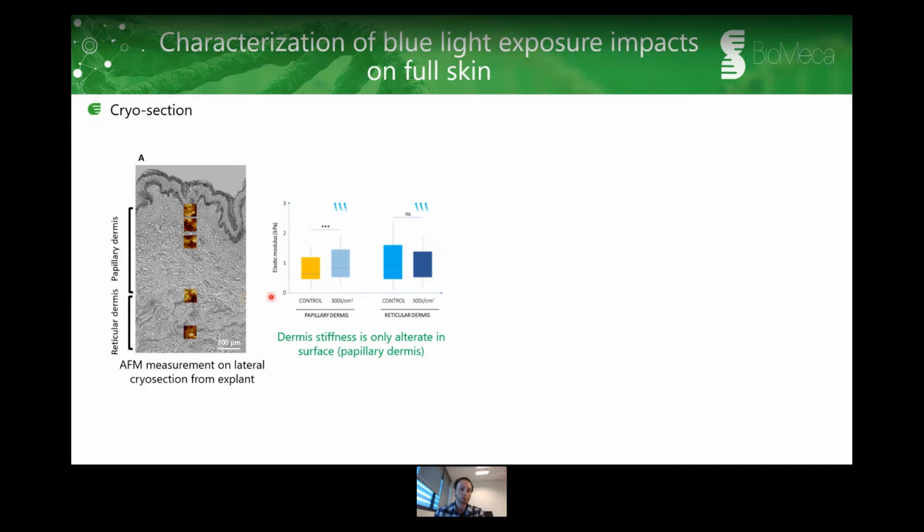And so, as you can see on this graph, we found that the stiffness of the dermis is only disrupted in the papillary dermis, where the stiffness is higher compared to the control after blue light exposure, but we have no effect on the reticular dermis after blue light exposure. So we found that blue light exposure affects only the surface of the dermis and not deeper in the reticular dermis.